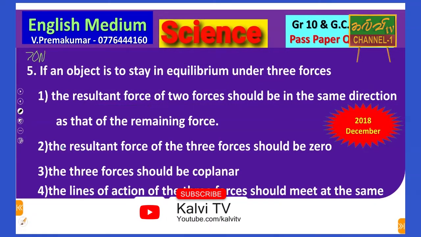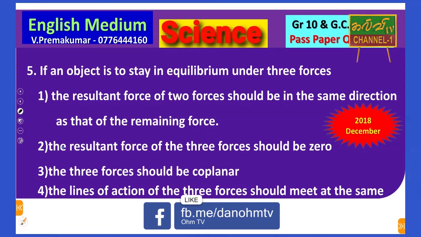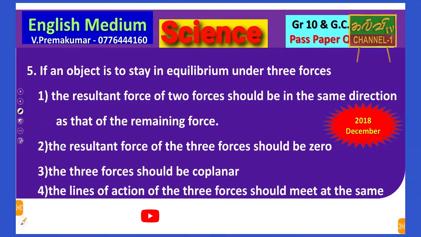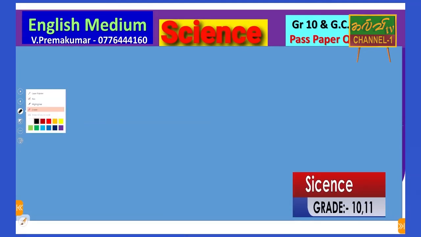Then the second answer, the resultant force of the three forces should be 0. The three forces should be coplanar. The lines of action of the three forces should meet at the same point. The resultant force of two forces should be in the same direction. We will see that, right.